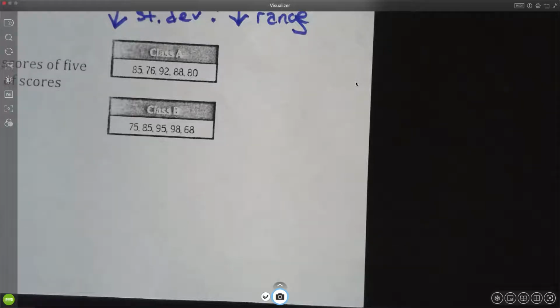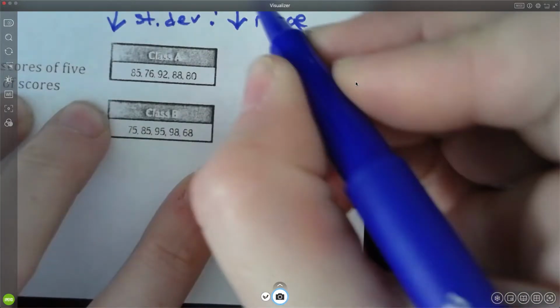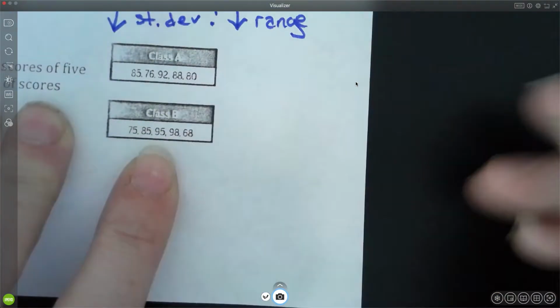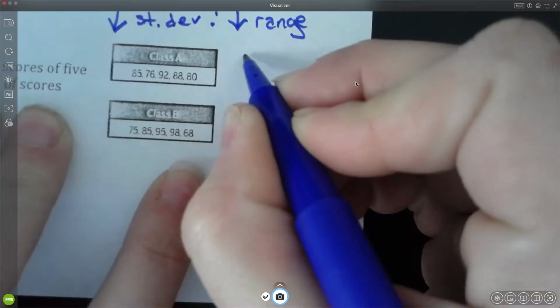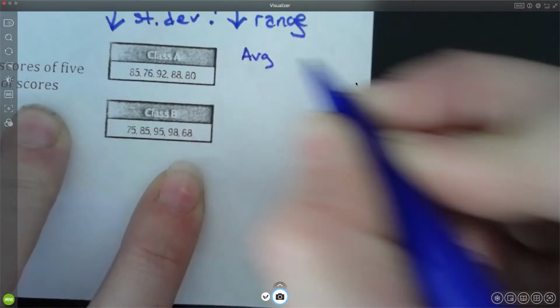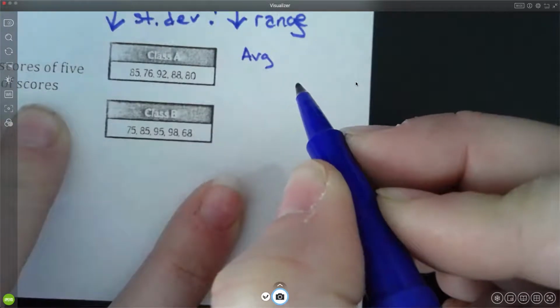So, what we're going to do first is we're going to set this up. We're going to start talking about Class A versus Class B. Now, it tells me that the average for both of them is what? You see it in the paragraph?